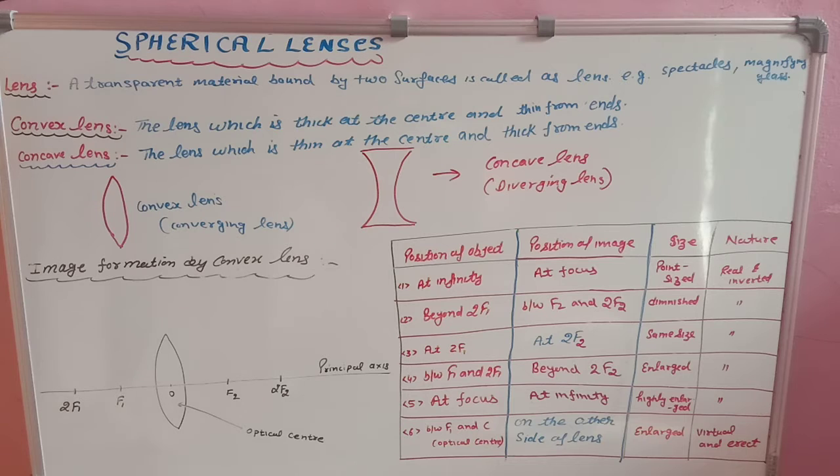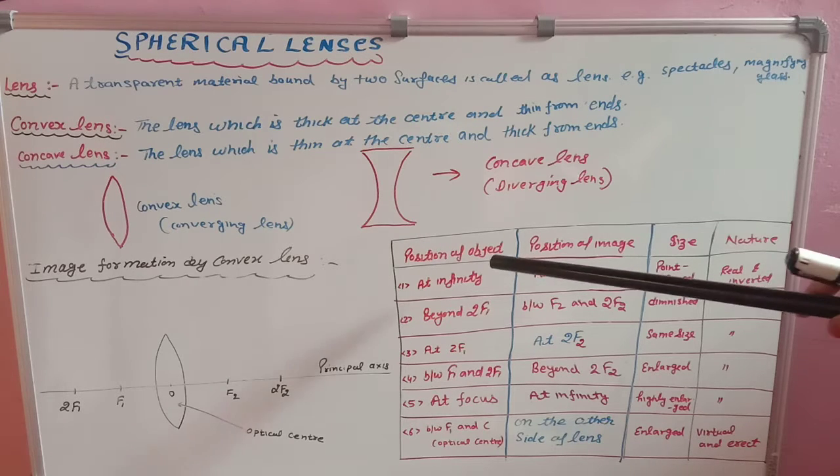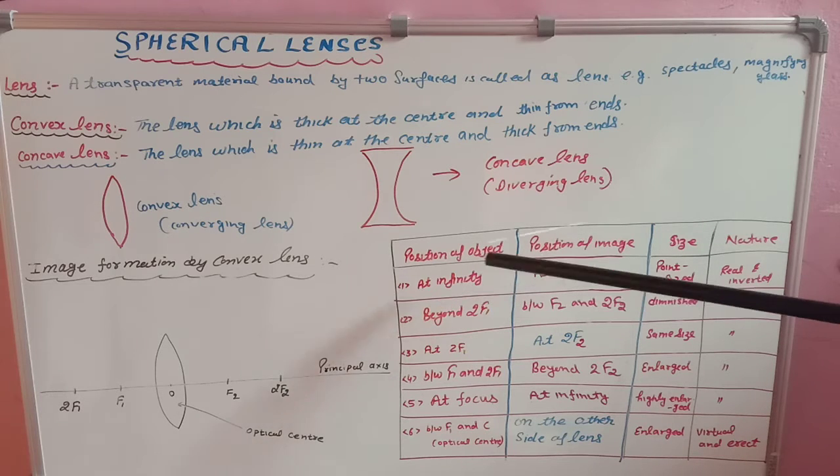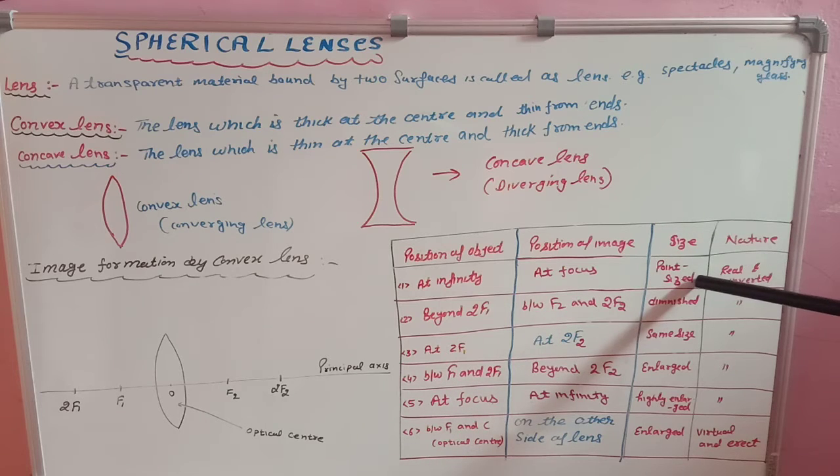Now you can see one table on the left side of the board, that is the position of object. So I am going to draw the first ray diagram. Today we'll draw 3 ray diagrams, and the remaining 3 we'll draw tomorrow. The first ray diagram is when the object is at infinity. When the object is at infinity, what is the position of the image? At focus. Size very small, point sized, and nature real and inverted.